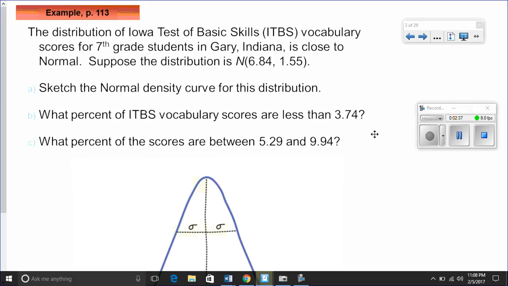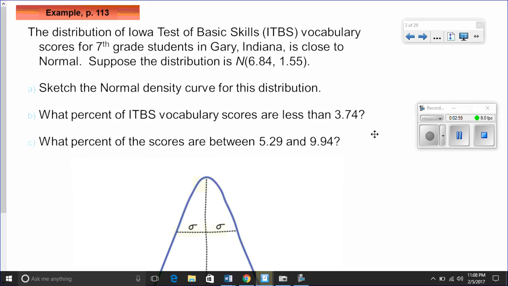So here's an example. This is the Iowa Test of Basic Skills for 7th graders, and in the instructions it tells us it's a normal curve because it's using that abbreviation. It's got the capital N and then what looks like a coordinate point, but really the first number represents the mean, the second number represents the standard deviation.